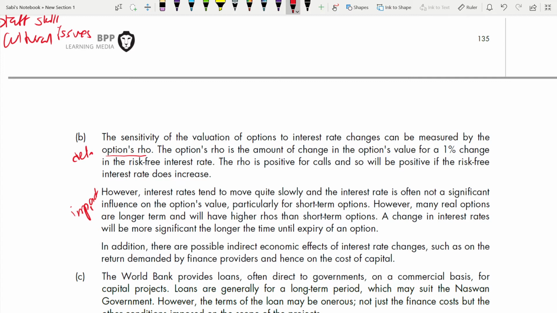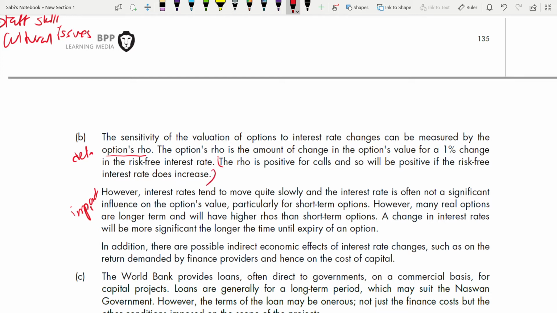Now you are given an example, you have 2 marks for that. So just writing this one sentence is not enough, you will not get your full mark. The options rho is the amount of change in the option's value for a 1% change in the risk free interest rate. That means if your risk free interest rate changes by 1%, how much your option value is changing. Third, this line also has to be there, I'm putting it in bracket.